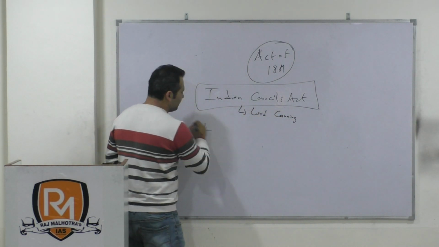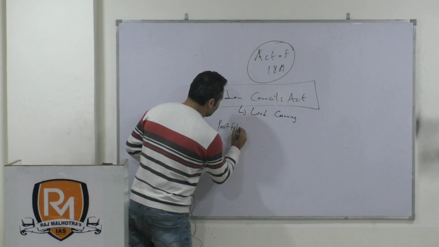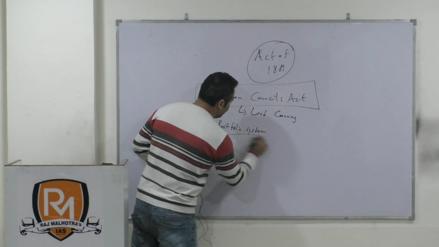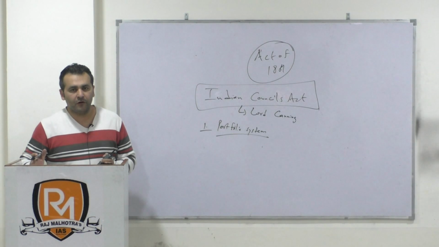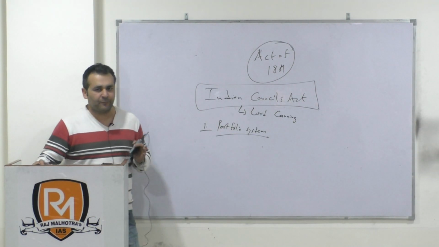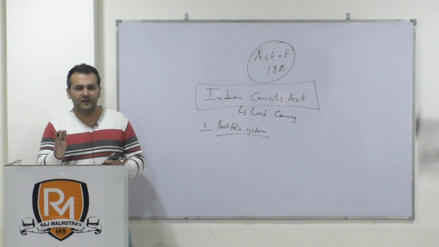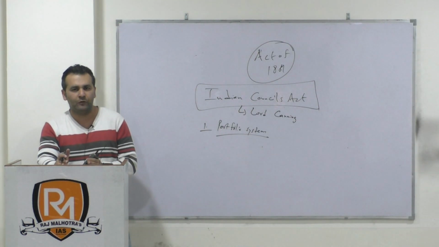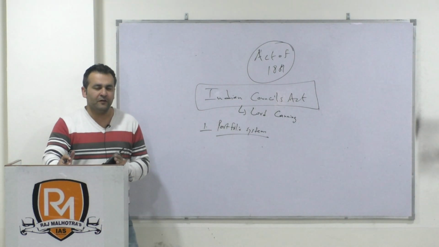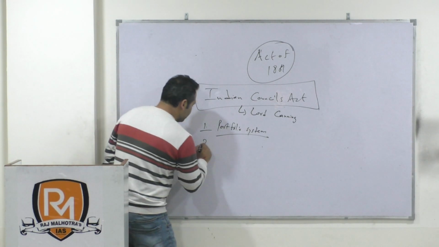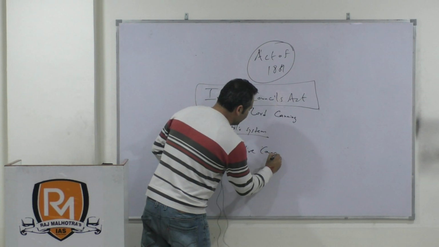So the most important thing introduced with this act, number one, is the portfolio system. The portfolio system was introduced in India for the first time. Now different members of the executive council of the governor general will get separate portfolios, like one will be a finance member, one will be a law member, then one will be a defense member. Different portfolios will be allocated to different members, and they will be taking care of a specific department with a particular responsibility. Second thing, the legislative council was further expanded.